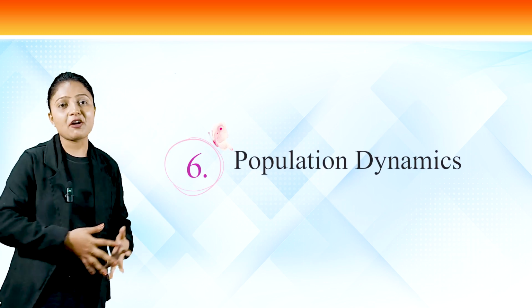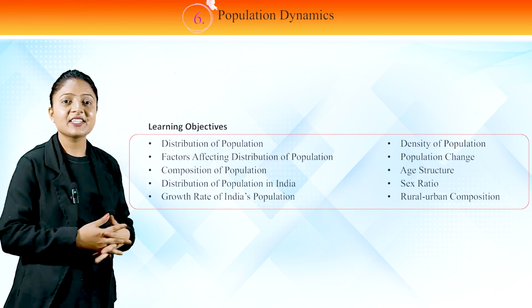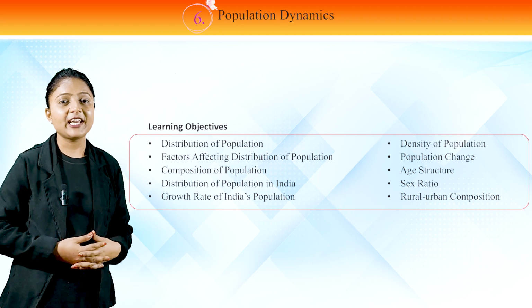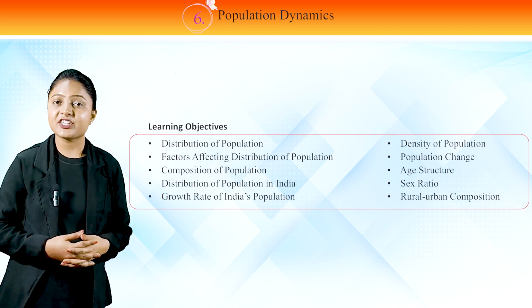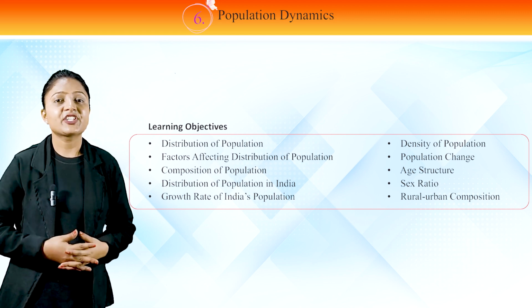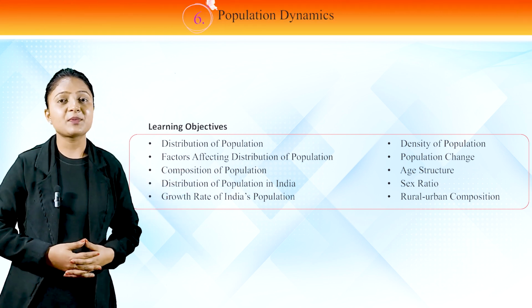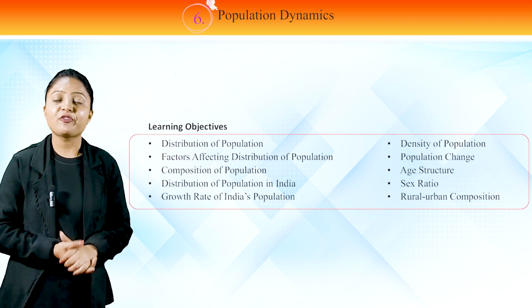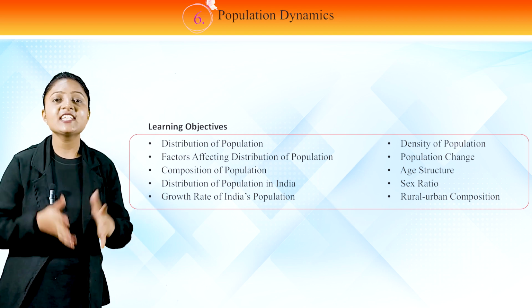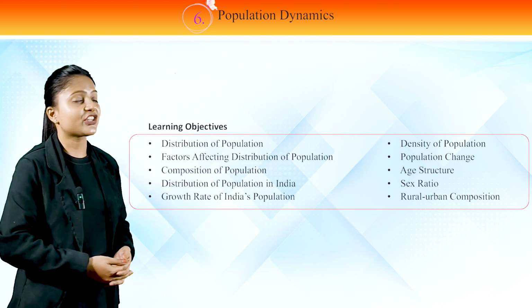I am your social science digital mentor and today we are going to start chapter 6 of geography, population dynamics. Learning objectives: distribution of population, factors affecting distribution of population, composition of population, distribution of population in India, growth rate of India's population, density of population, population change, age structure, sex ratio, rural-urban composition.